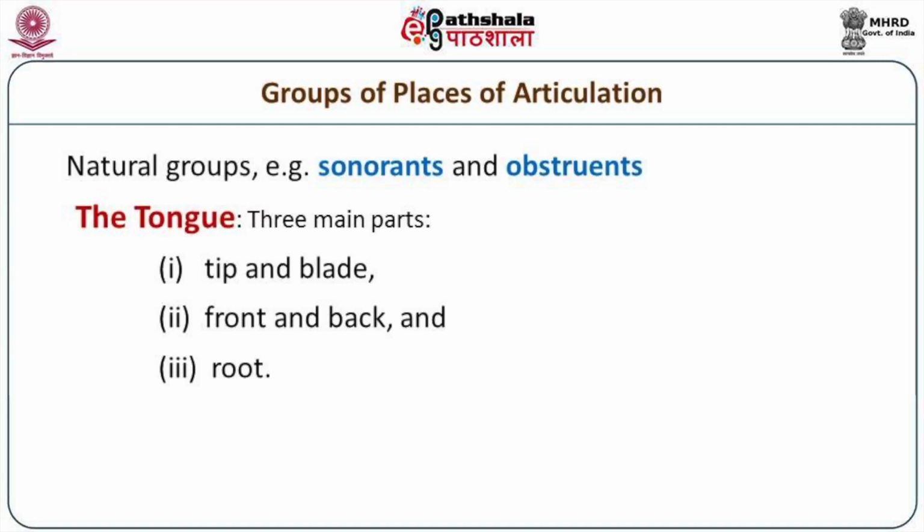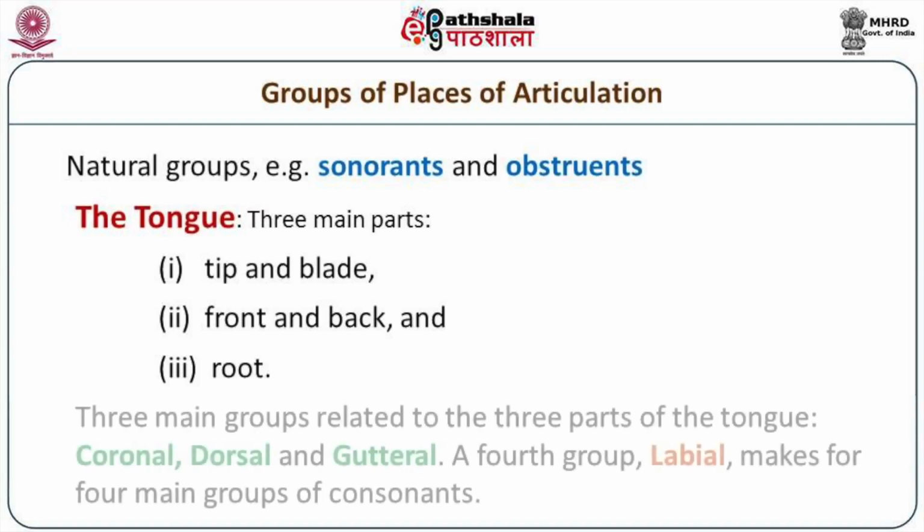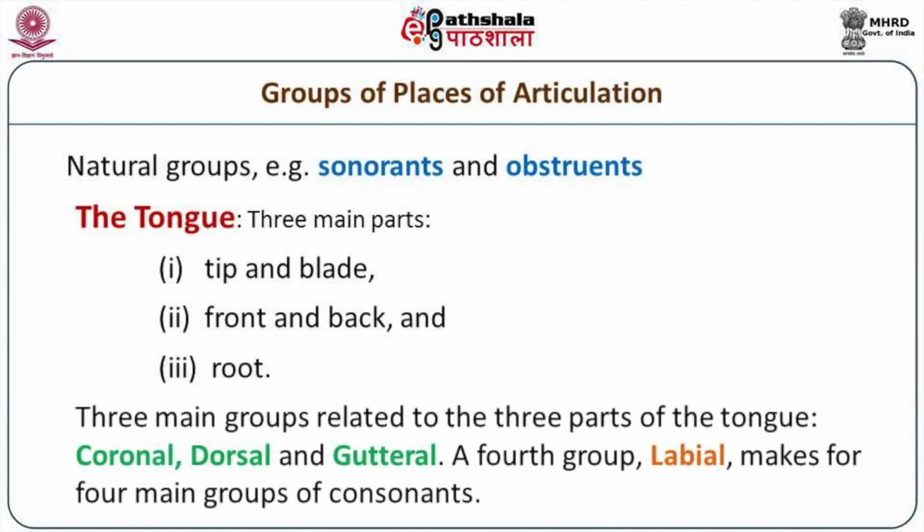Similarly, the blade refers to the sides and the tip to the absolute end, the front end of the tongue. Now, based on these three parts of the tongue involved in producing consonant sounds, we have three major groups of consonants: coronal consonants, dorsal consonants, and guttural consonants. Coronal consonants are those in the production of which the tip and the blade are involved.